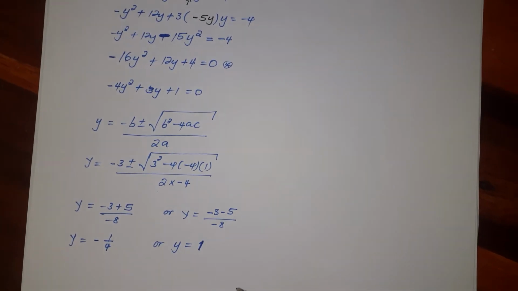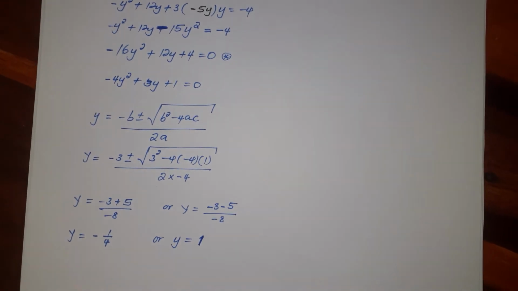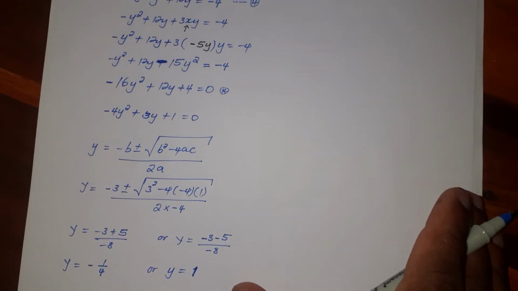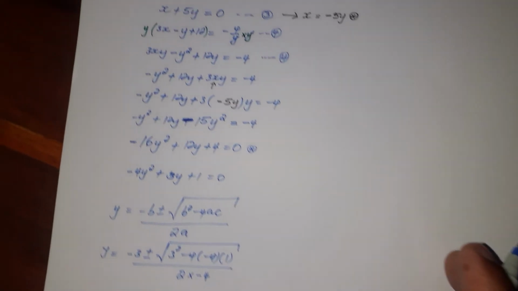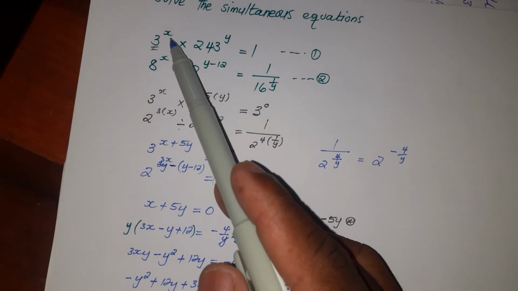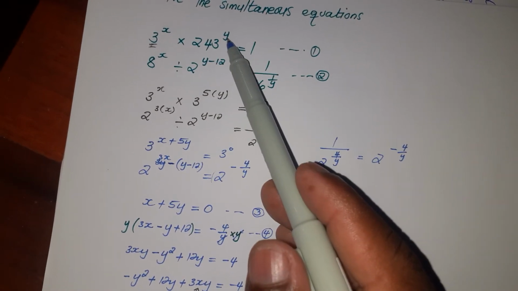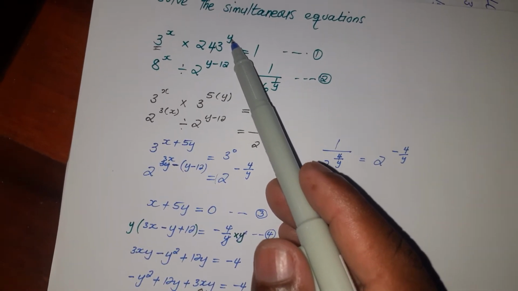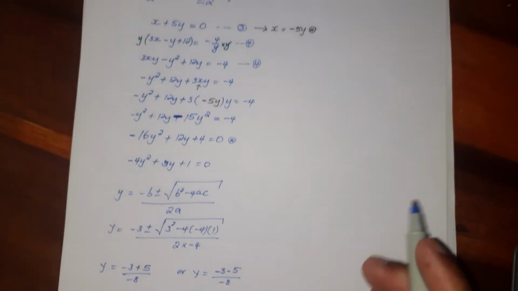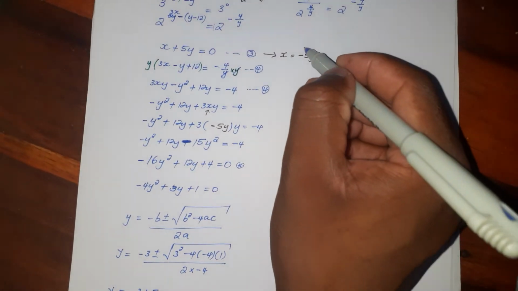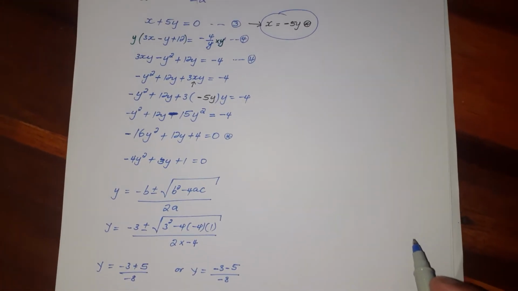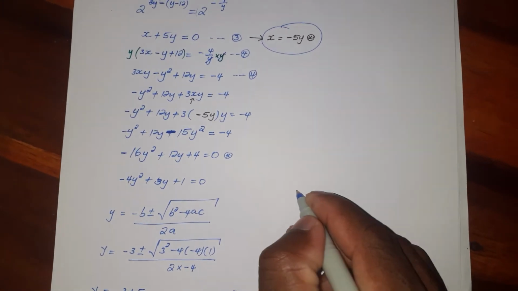But since we are solving, we need to have two coordinates. Since you are solving two equations from the beginning here, we have x and then y. So now we have the values of y. We also want the values of x. Now the equation that we are going to use is this equation here, where we made x the subject of the formula. Let me rewrite that equation here.